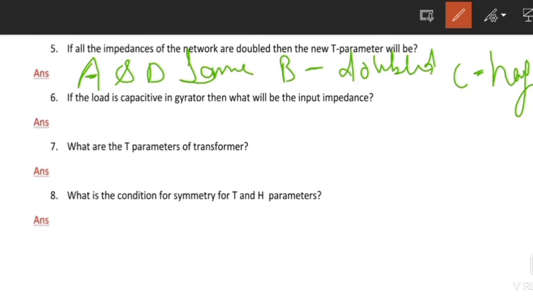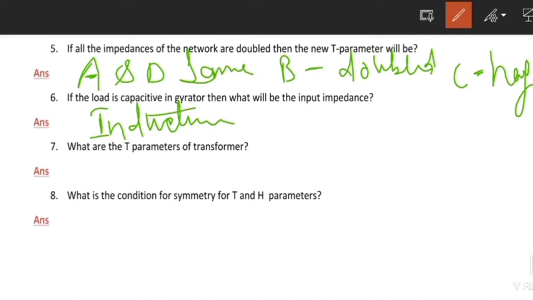So after doubling all the impedances, we can find out T parameters easily from the given T parameters. Next question, if the load is capacitive in a gyrator, then what will be the input impedance? So capacitive load is having inductive input impedance. So the input impedance will be inductive.